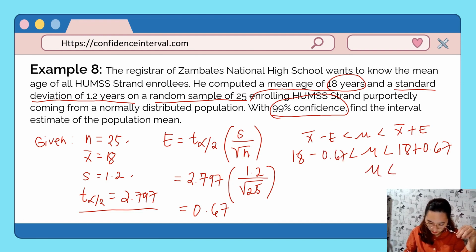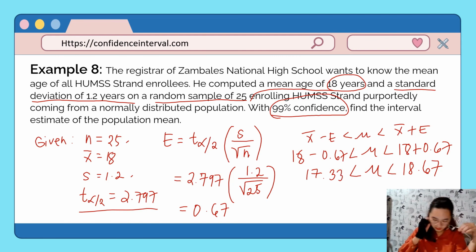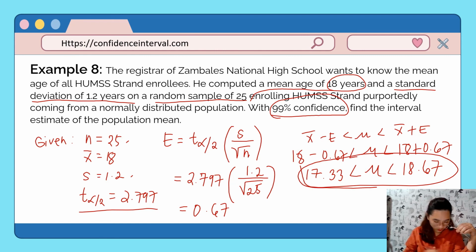Ibig sabihin, ang upper limit po natin is 18.67, while ang ating lower limit is, ilan ba? 17.33. Yan. So, ito na po yung ating interval estimate.